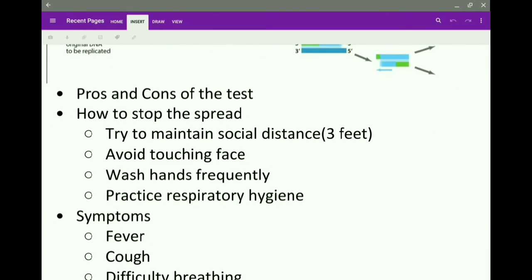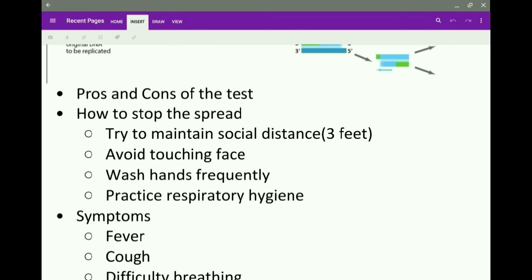Yep, so ways of stopping the spread: just try to maintain social distance, 3 feet. I read somewhere that it's now 6 feet. Everybody just don't go into other people's personal spaces and try to prevent other people from coming into your personal space. Avoid touching your face because you have a lot of holes in your face, your mouth, your nose, your ears, places where the viruses can go. So just avoid touching it and wash your hands frequently. Try to practice hygiene and respiratory hygiene.